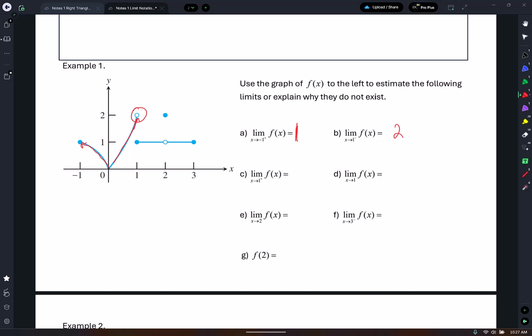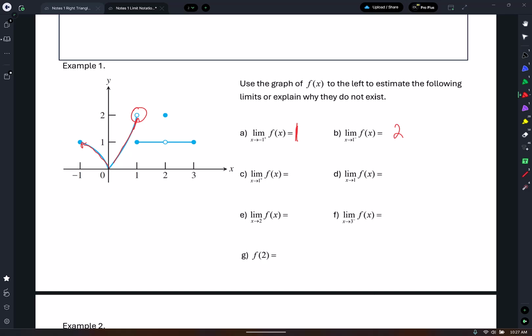When you look at x equals 1, here's x equals 1. I'm approaching from the left, so go to the curve. So there it is, I'm approaching from the left. Technically, if it's a hole, I'm just doing the limit. I'm not doing the function evaluated at 1. I'm just saying what am I converging to if I approach from the left.